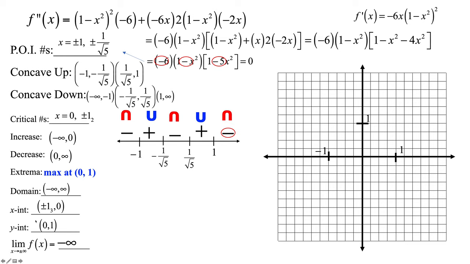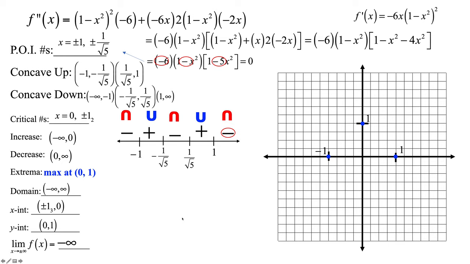So plot the important points. We got our y-intercept, we got our x-intercept that occurred 3 times. We have a max, well, that's my y-intercept. So I have basically those 3 points to work with.